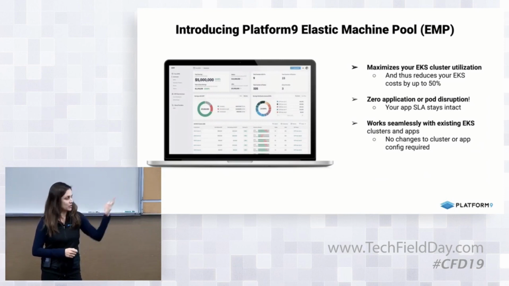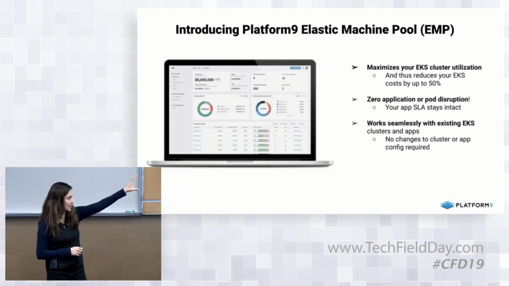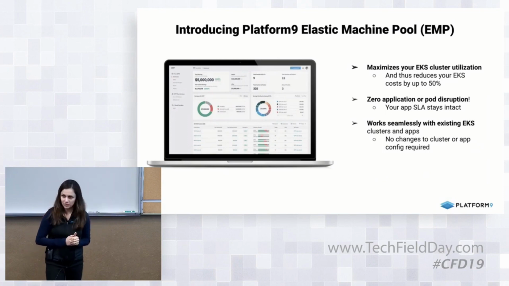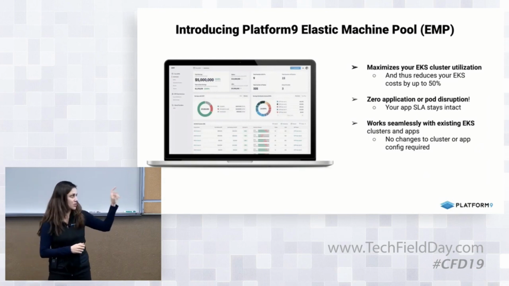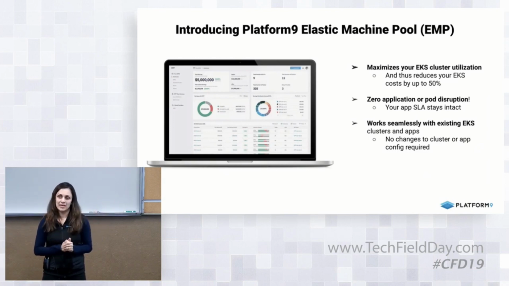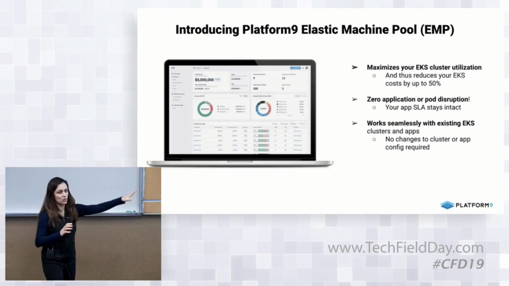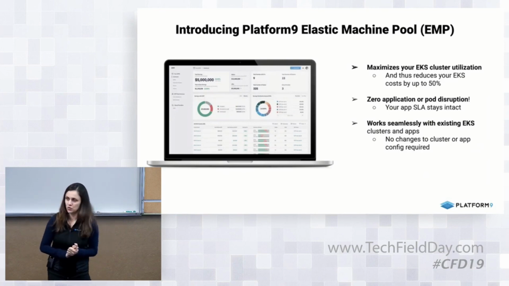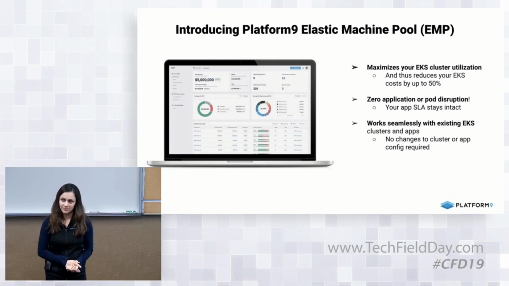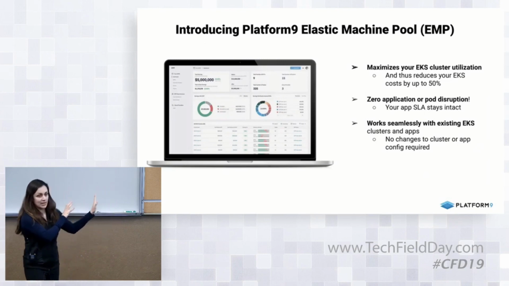I like to say that EMP has two most important goals. The first one is to maximize your EKS cluster utilization. But the second one, which is just as important, or I would say equal or even more important, is that it needs to do that while not impacting your application SLA at all. So there should be zero pod termination, zero app disruption, and no changes required to your applications, not like these 10 Kubernetes commands you can't execute because now you're using this tool. It should just be seamless. It should not impact your SLA, but it should help you save costs. So that's the thesis behind EMP.